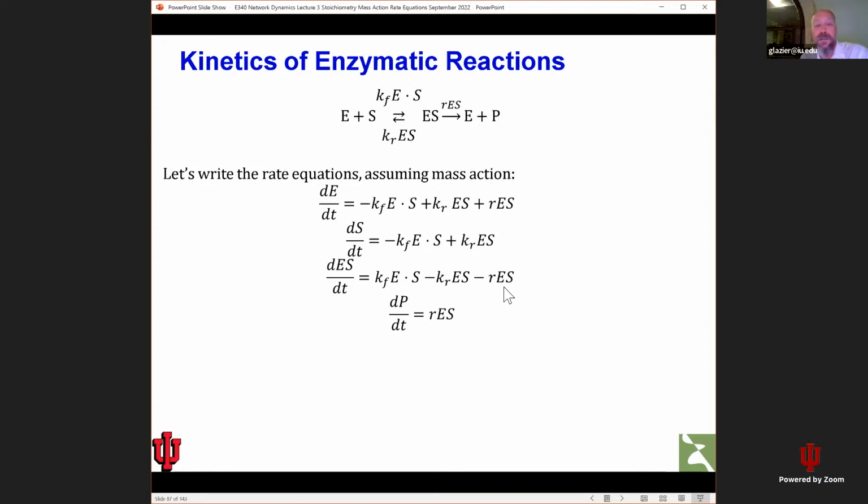So notice that in this case, E and ES basically are in balance. R ES, KR ES, minus KF E times S. If I add dE/dt and d(ES)/dt, I get 0. And then the amount of product is just R times ES. Is that okay? So basically, the E equation and the ES equation don't tell us anything new. They tell us the same thing.